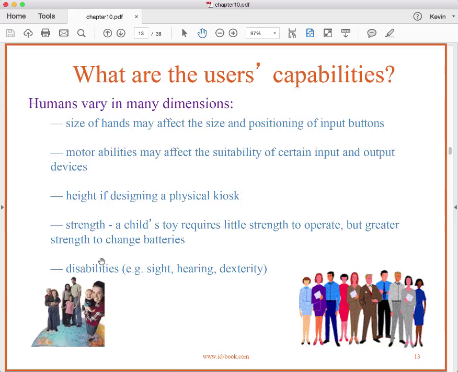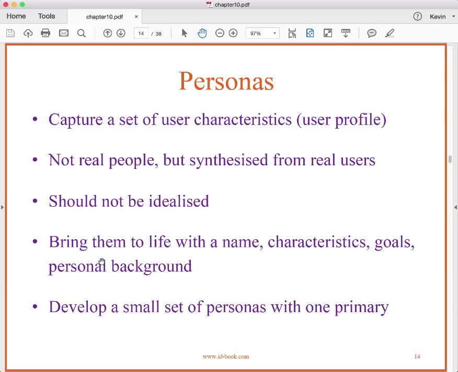We're going to have to decide what our population is and what we're going to want and need to support. We talked about personas a couple of times. Here's where we get into more detail on personas. Personas are a very popular tool in interaction design, and it's a way for us to capture a set of user characteristics.